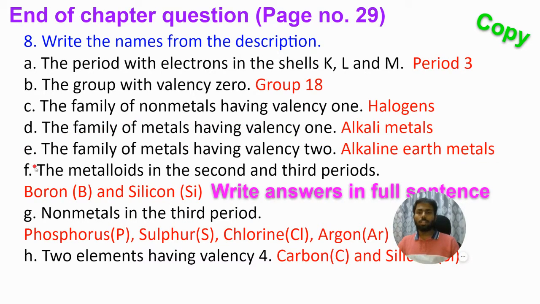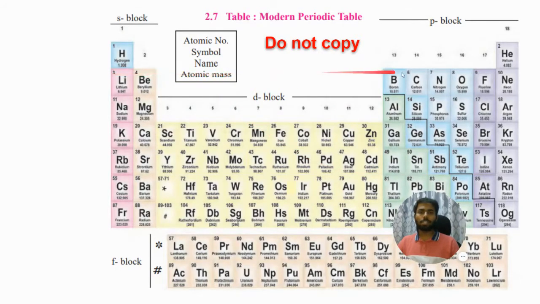Next, the metalloids in the second and the third period. So is the second period this? Lithium, beryllium, boron, carbon, nitrogen, oxygen, fluorine, neon. This is the second period. So which is the metalloid? Boron. Boron is neither a metal nor a non-metal. So boron is a metalloid.